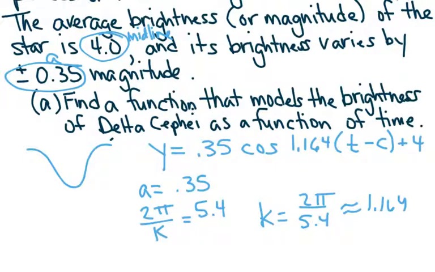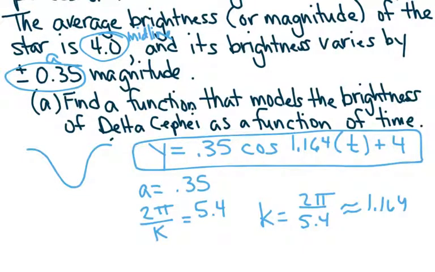All right, so here's the thing. How do we know what C is? Well, if we take the time t equals 0 to be a time when the star is at its maximum brightness, then there's going to be no horizontal shift. So we're going to say C is equal to 0 because a cosine curve achieves its maximum at t equals 0. So we actually can skip this part and just make this 1.164t plus 4. And this would be the equation that represents this particular function.